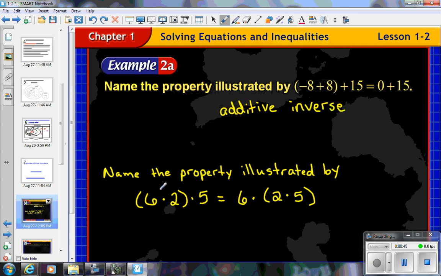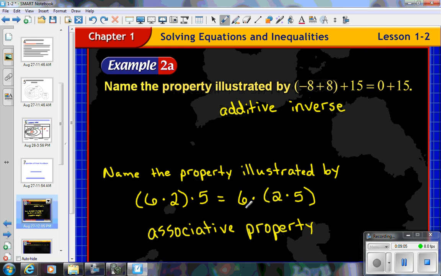Okay. Name the property illustrated by this second example here: 6 times 2 times 5 equals 6 times 2 times 5. But notice the grouping has changed. This is the associative property. And technically it's the associative property of multiplication.